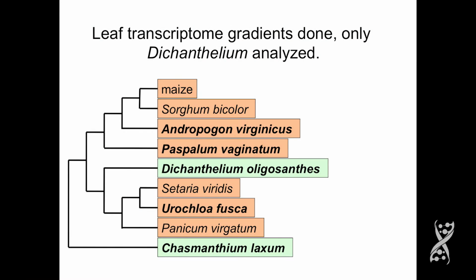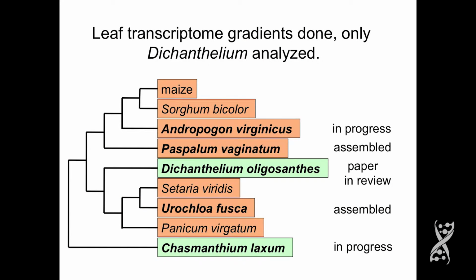So we put in a CSP proposal. The JGI has been sequencing an awful lot of these data, and we have also done leaf transcriptomes of each of these species. So we have both the genome and the transcriptomes. The transcriptome data have been collected. The libraries are made. I believe they are all sequenced, but only the one in Dichanthelium, that is this C3 species right here, only the Dichanthelium transcriptome has been analyzed yet. The other genomes are either in progress or assembled. Dichanthelium has a paper in review, and the other couple are on their way.